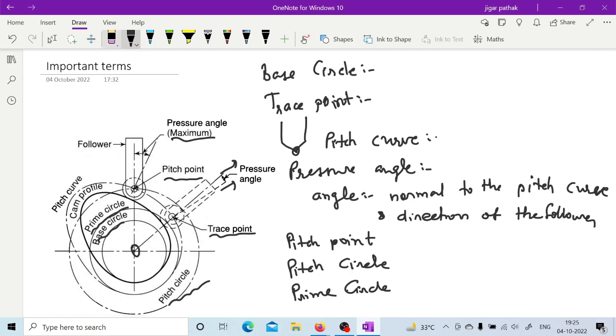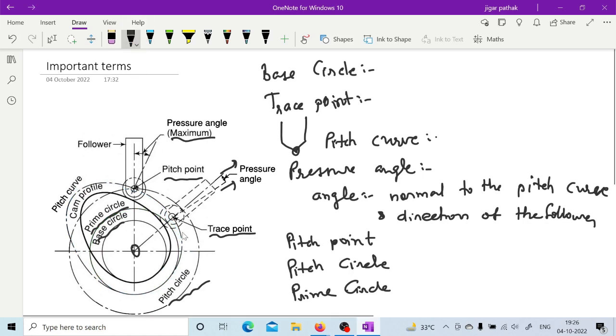So if you want to see, where is the pitch curve? This may be your pitch curve, right? This is your pitch curve. So what is this prime circle? That is the smallest tangent circle to the pitch curve, right? So this is how you are having these different important terminologies in your cam and follower, right?